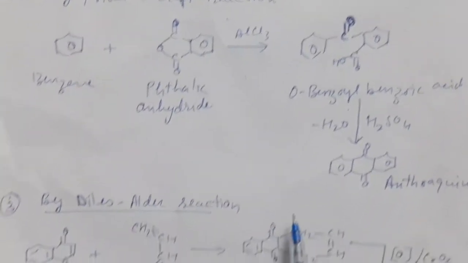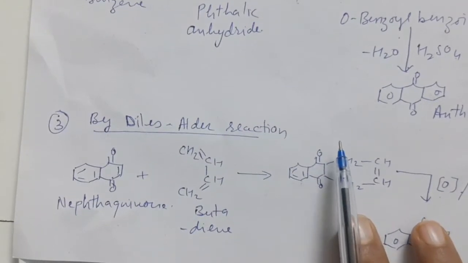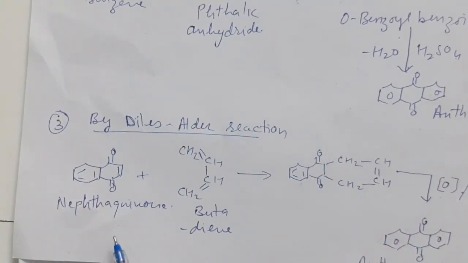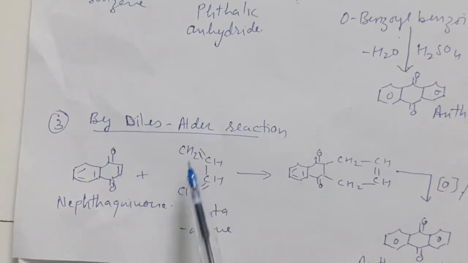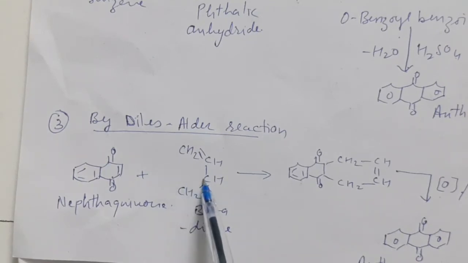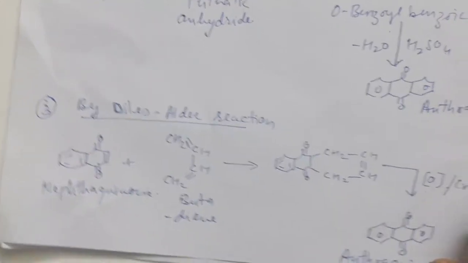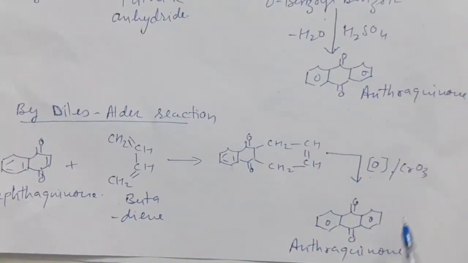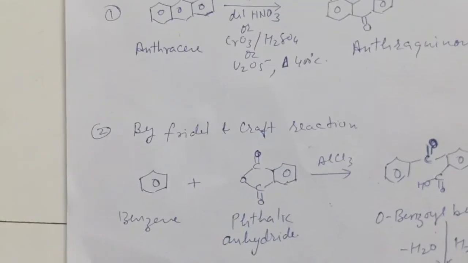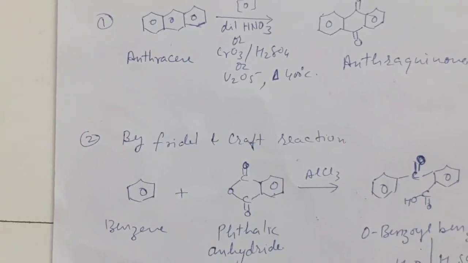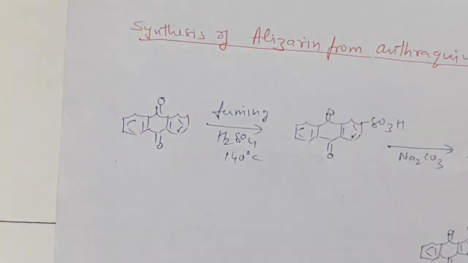The next reaction is by Diels-Alder reaction. In the Diels-Alder reaction, naphthaquinone reacts with butadiene. The addition takes place here, and the terminal double bonds of butadiene shift from 1,4 to the 2 and 3 carbon, and we get this addition compound. This on oxidation gives anthraquinone. So these are the syntheses of anthraquinone: by oxidation of anthracene, by Friedel-Crafts reaction, and by the Diels-Alder reaction.